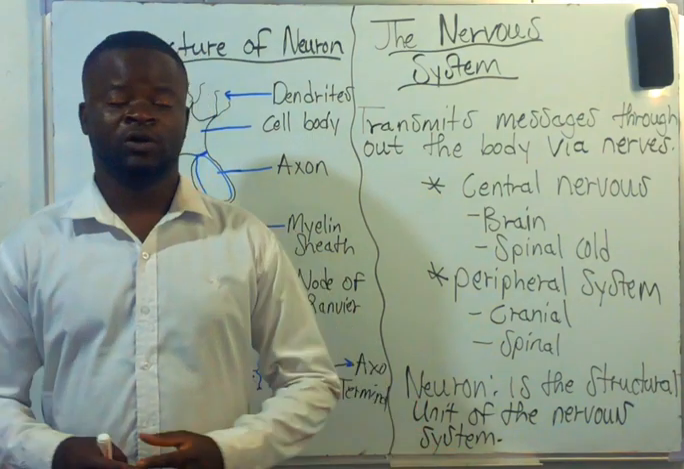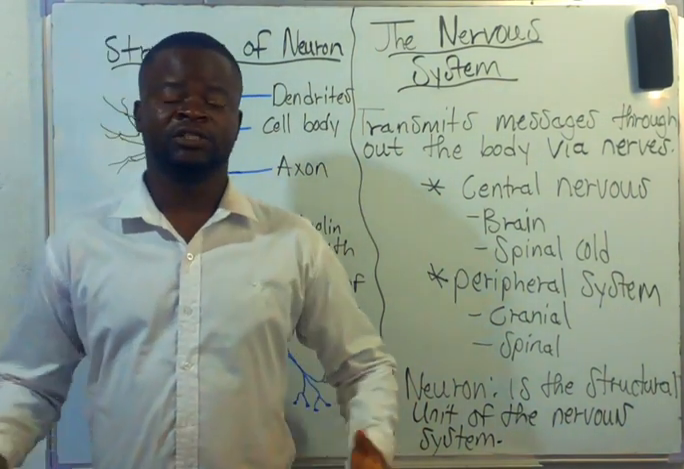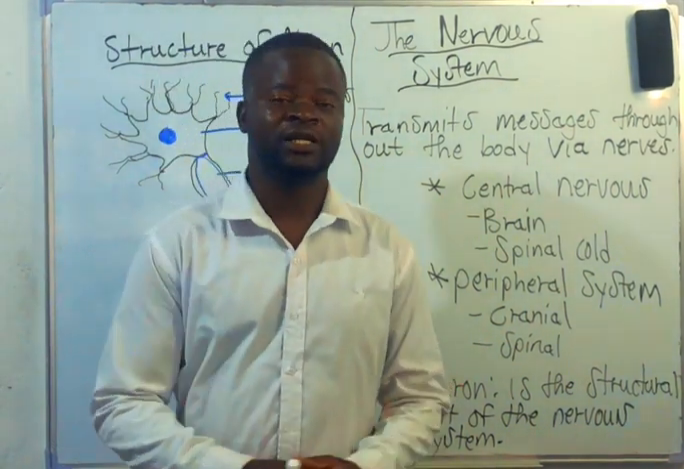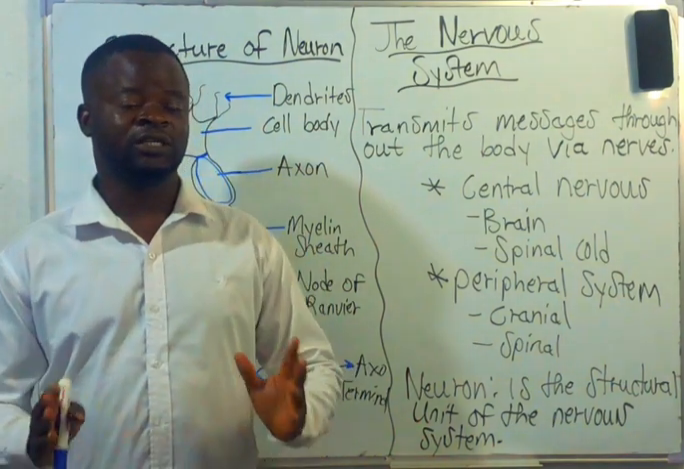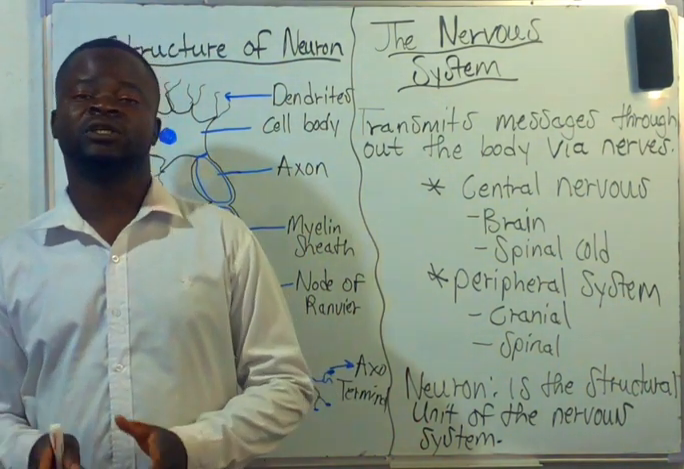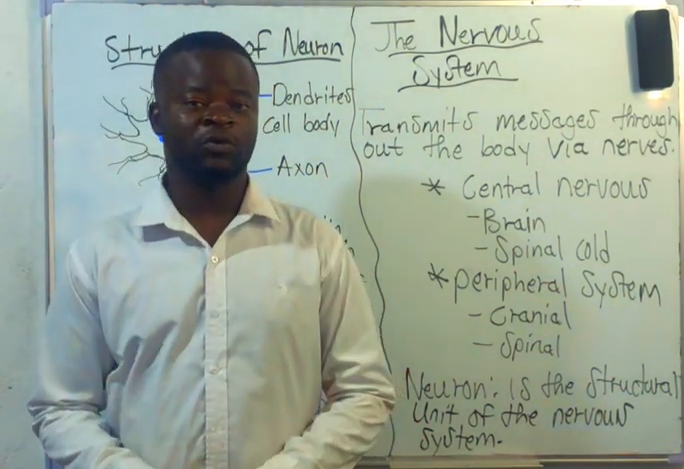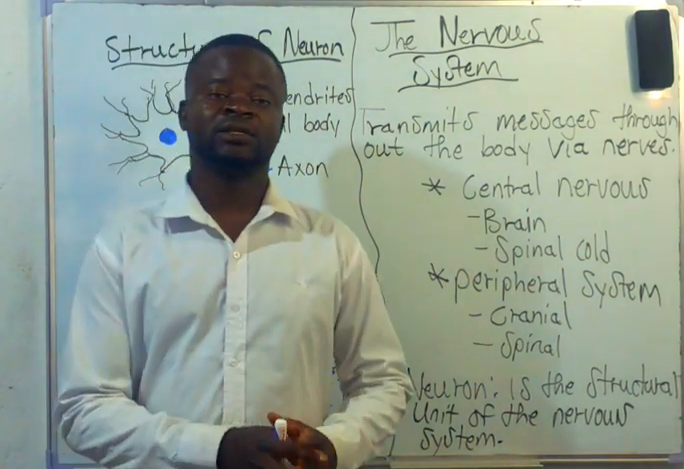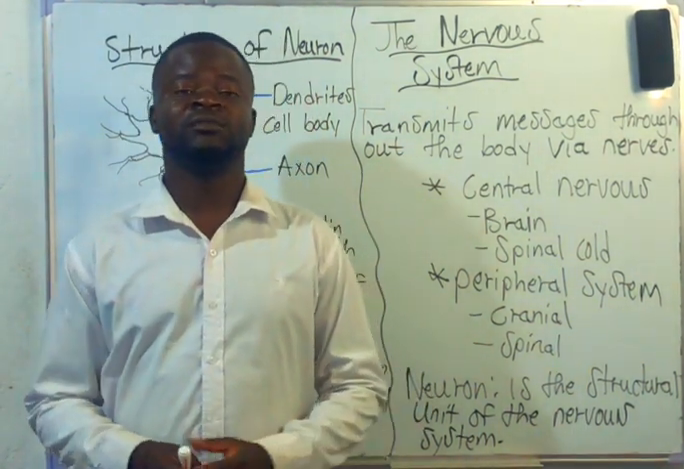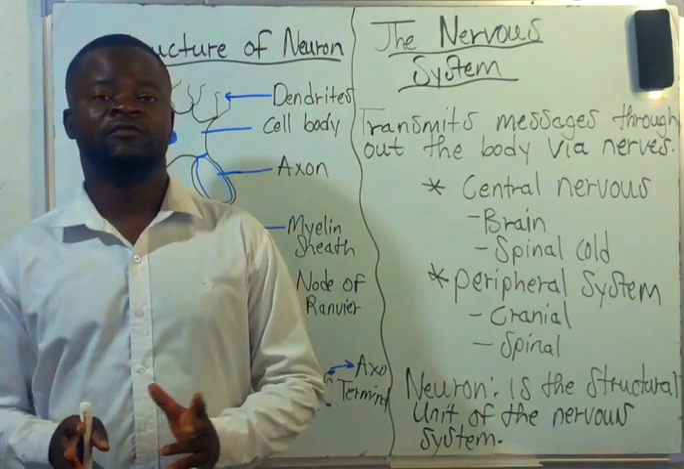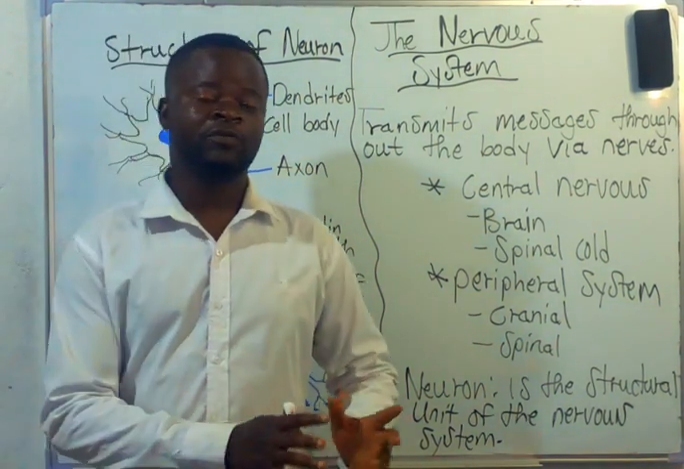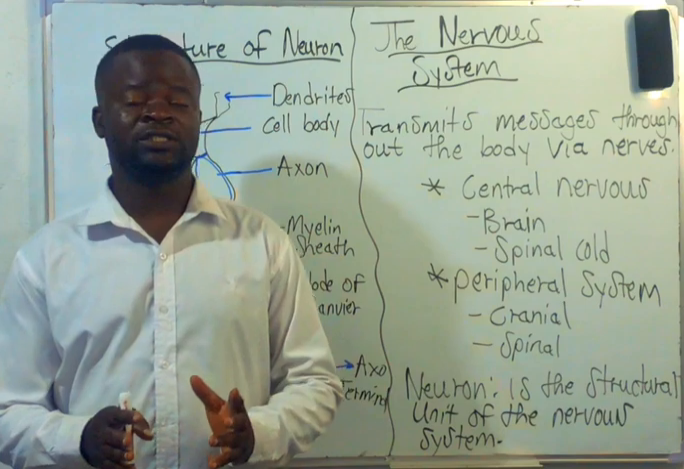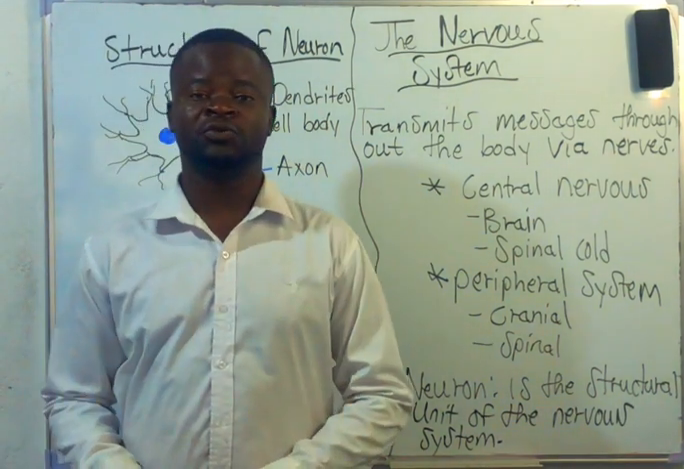Soup. Today, we are going to understand something interesting in biology, and this is the most delicate and vital system of the human body. Okay, so this is what we call the nervous system. Therefore, we need to understand that this system deals with transmitting messages throughout the body via the nerves.